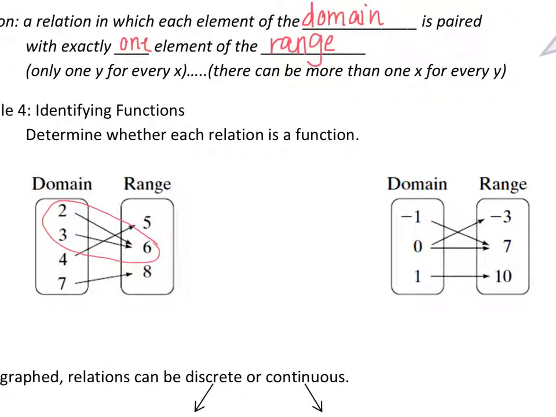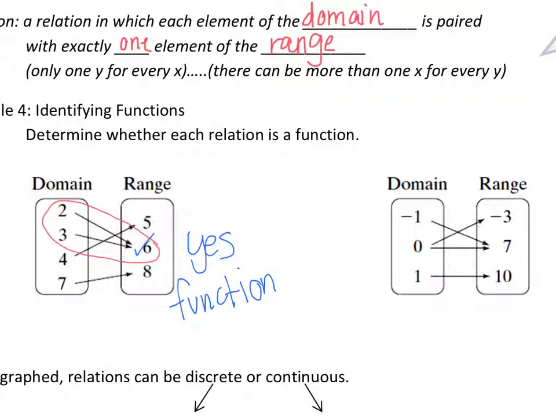No, that goes along with this statement down here. There can be more than one x for every y. So if there's two arrows at a y, that's fine. So yes, it's a function. Two arrows at a y is okay. So check mark, we're good there.